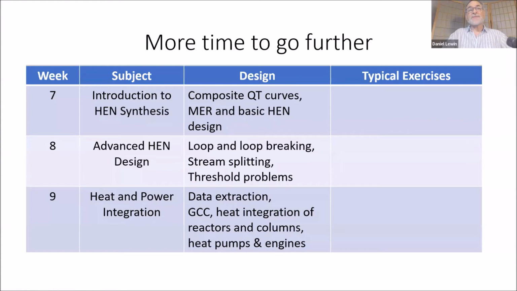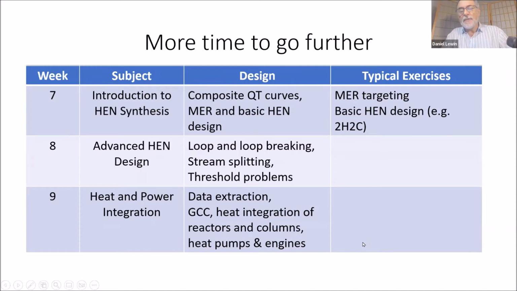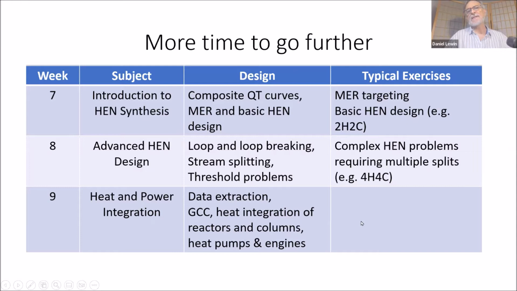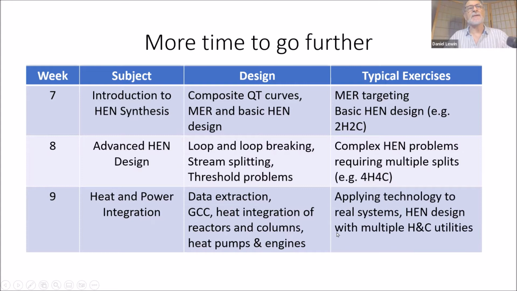The extra time allows for higher level work with the students. Consider the 3 week segment in the course covering heat exchange and synthesis in the process design course. In the first week, students are introduced to MER targeting and basic heat exchanger network design rules with typical exercises such as computing targets using the temperature interval method and executing simple HEN designs. That's the first week in the sequence. By the second week, they will have learned more advanced techniques, allowing them to tackle larger scale exercises involving multiple stream splits. And by the third week of the sequence, they will have learned to apply the methodology to real problems and how to implement heat exchanger network design into complete processes, as well as how to use the grand composite curve to combine multiple hot and cold utilities for more profitable design.